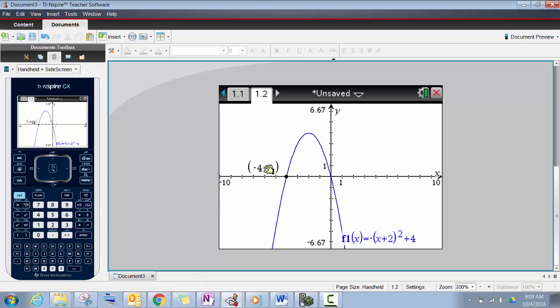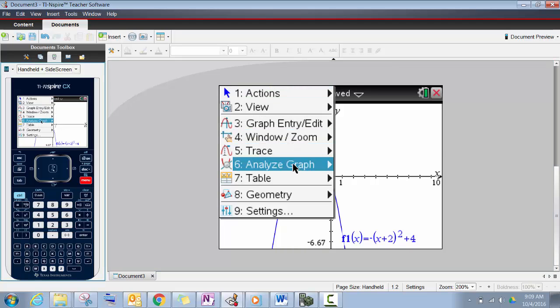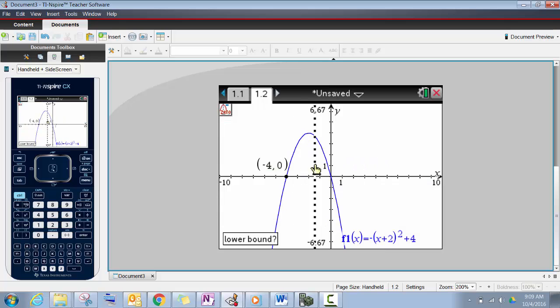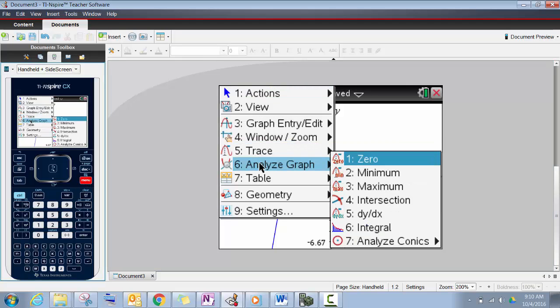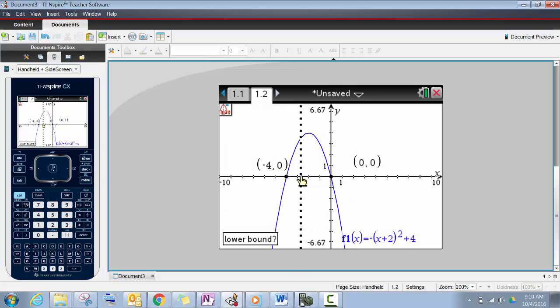And if you want to move where the coordinates are, because they're in the way, just click on them and drag them around. So Menu, Analyze Graph, zero. Let's find our other zero. So (0, 0). Then this is a maximum. So back to Analyze Graph and maximum. Click to the left, to the right, and we have it.